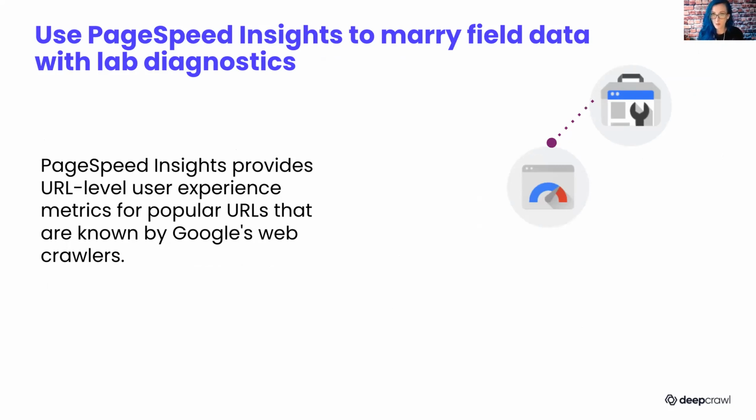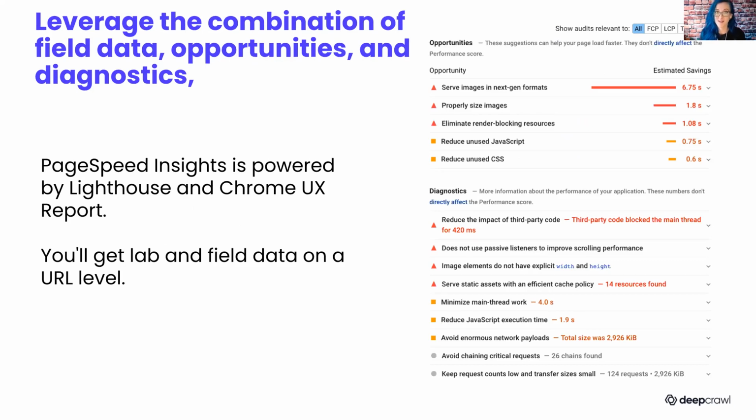We have CrUX data available through the dashboard, through BigQuery. Those are all the origin level. When we use PageSpeed Insights or the PageSpeed Insights API, we can get URL level information. This is beautiful. It marries them together. And if we use PageSpeed Insights, the web page tool itself, we actually get these great opportunities and diagnostics. It's powered by Chrome UX Report. It's powered by Lighthouse, married all together.